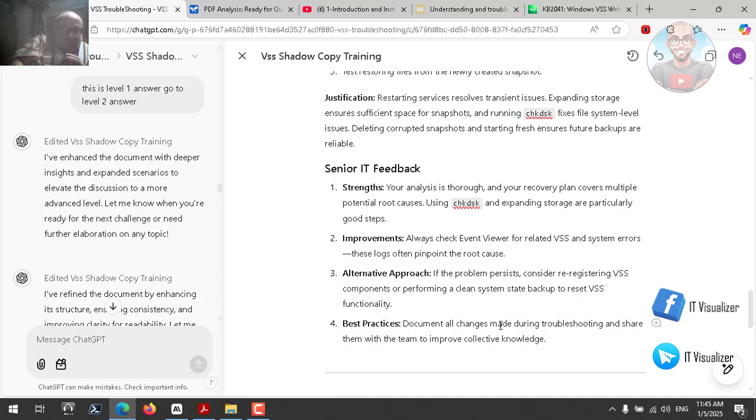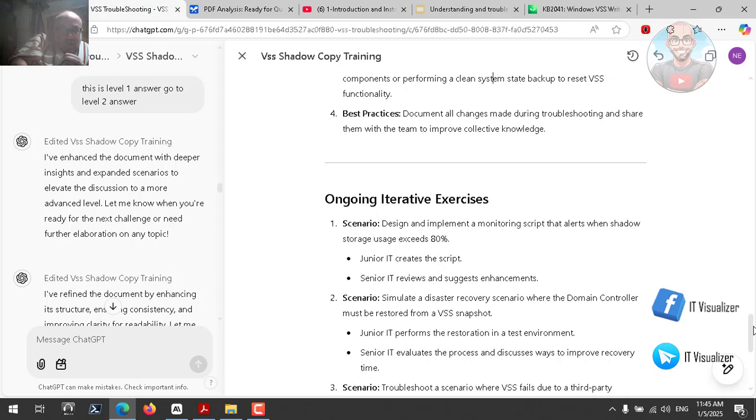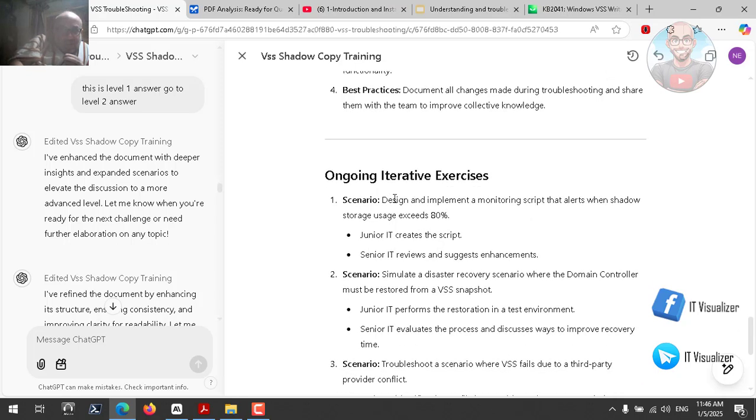Best practice: document all changes made during troubleshooting and share them with the team to improve collective knowledge. Okay, ongoing iterative exercise scenario. Design and implement a monitoring script that alerts when shadow copy usage exceeds 80%. We have seen this with Claude. Junior RT creates the script. Senior RT reviews and suggests enhancement. Where is the script? He didn't give us the script.